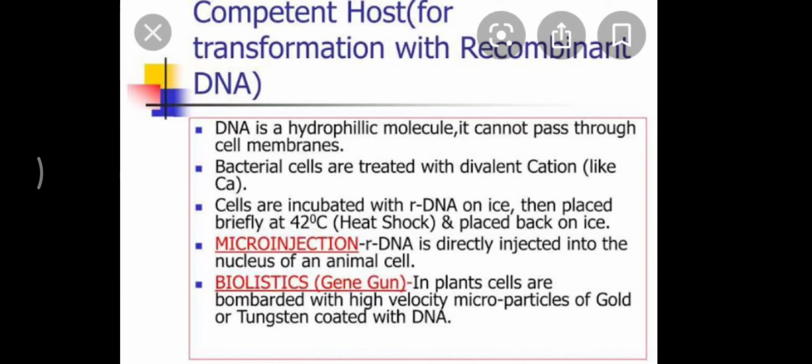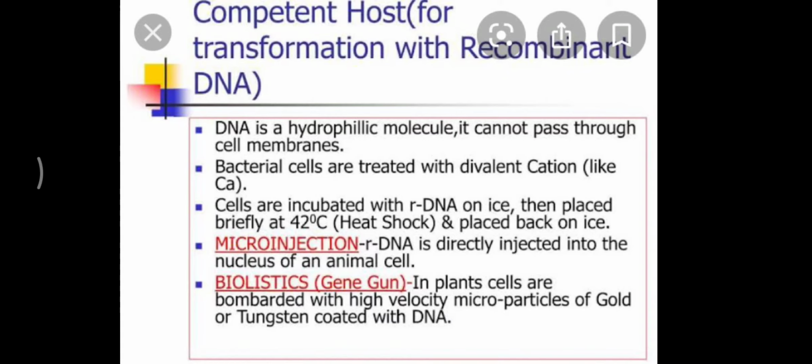This is known as heat shock, and then again they are placed back on the ice. So, they are given a treatment with hot and cold temperatures. Initially they are cooled down to 0 degrees and then they are brought to 42 degrees C, that is a high temperature. This is basically known as heat shock, which increases the permeability of the cell membrane so that the bacterial cell or the host can allow the recombinant DNA to enter into it.